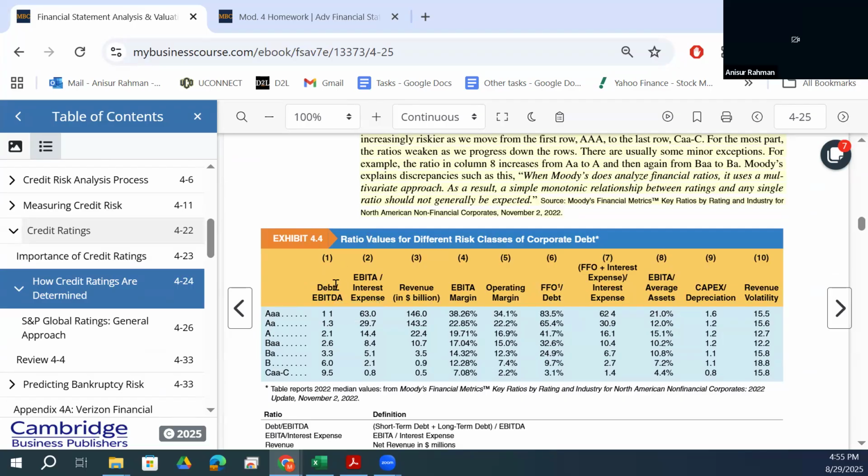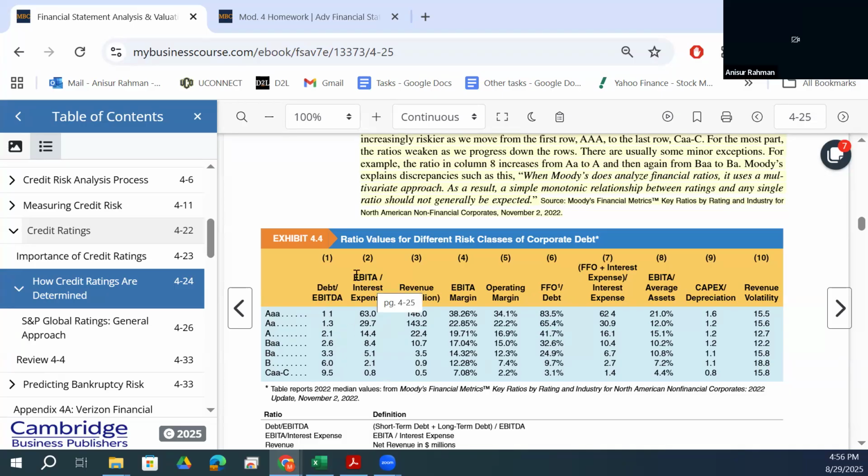For example, debt over EBITDA. If a company has higher debt relative to EBITDA, it is considered riskier than one with a lower value of this ratio, right? So as this value increases, the company becomes riskier based on this particular metric, so the rating also decreases.